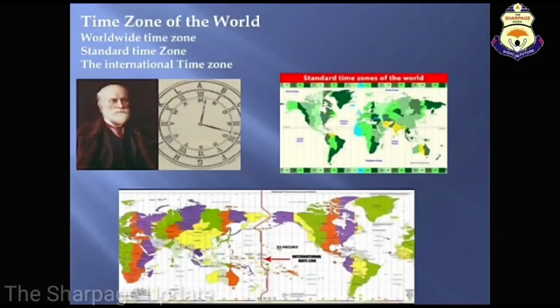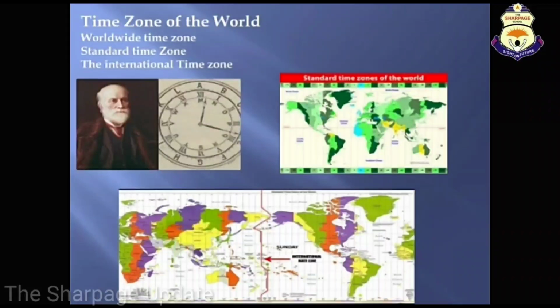Now, time zones of the world. First is Worldwide Time Zone, second, Standard Time Zone, third, the International Time Zone. So first we talk about Worldwide Time Zone. The first person to discover it was Sir Sandford Fleming. He proposed the Worldwide Time Zone in 1878. He said that the world should be divided into 24 time zones and each one is separated by 15 degrees of longitude.